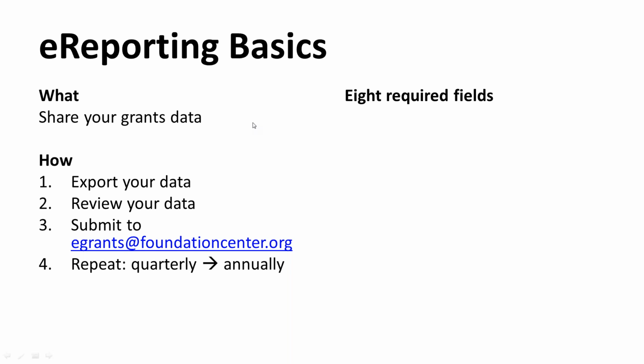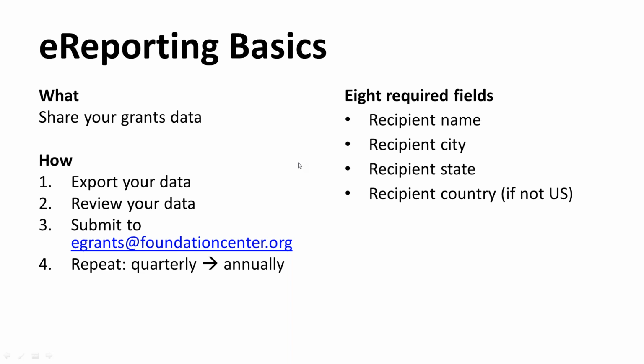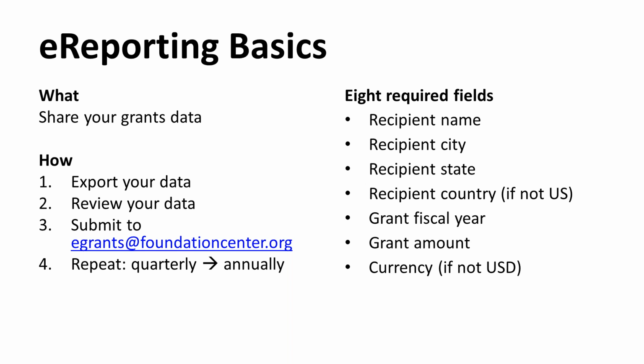In terms of what information you're actually sharing with us through e-reporting, there's 8 required fields, and half of these have to do with the recipient, so their name and location. Another 3 have to do with the timing and the amount of funding provided. And the last is simply a grant description. And in a second, I'll explain why a good grant description is so important. So these are the only fields that you have to submit to participate in the eReporting program, but you do have the option of providing additional information.